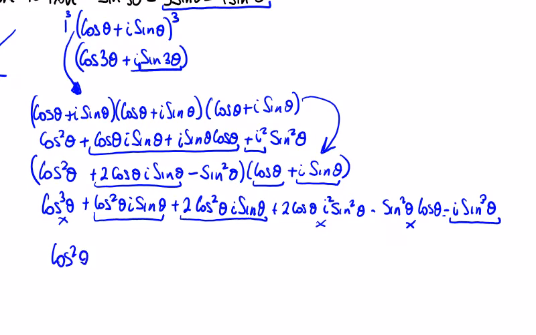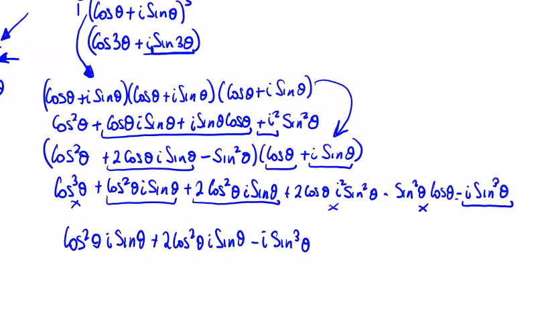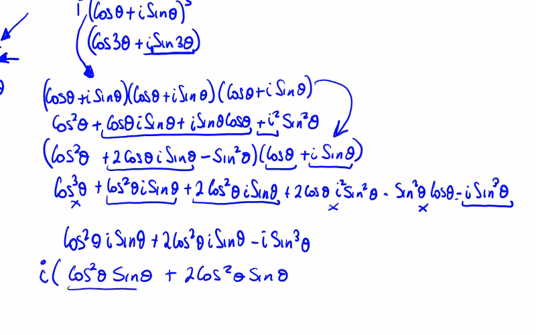Cos squared theta i sine theta plus twice cos squared theta i sine theta, minus i sine cubed theta. Just remind ourselves what we're looking for: 3 sine theta minus 4 sine cubed theta. Okay, so let's take that i out. Here's my i, and we're left with cos squared theta sine theta plus twice cos squared theta sine theta. So we've 3 of them, cos squared theta sine theta.